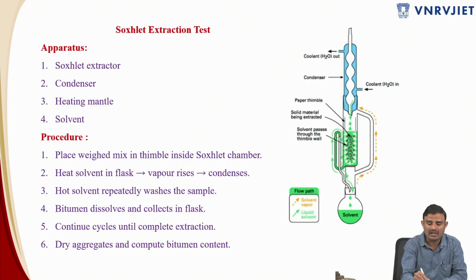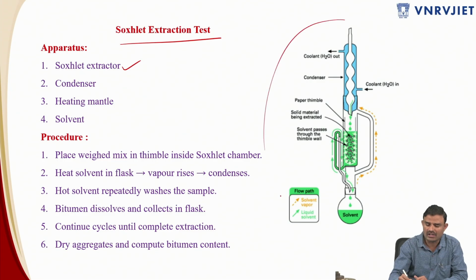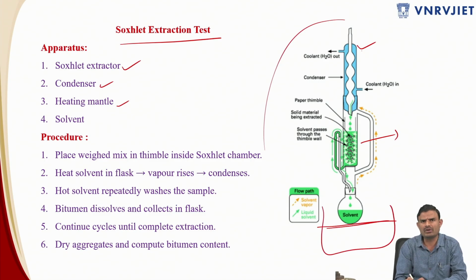There is another test which you are going to use for bitumen extraction, that is the Soxhlet extraction test. Here again, this is the apparatus which you will be using for determination of the bitumen content. The first one is the Soxhlet extractor. Then the condenser, which is the condensing unit over here, and below this there will be a heating mantle, which I will be showing in the next figure, and there is again solvent, either toluene or benzene.